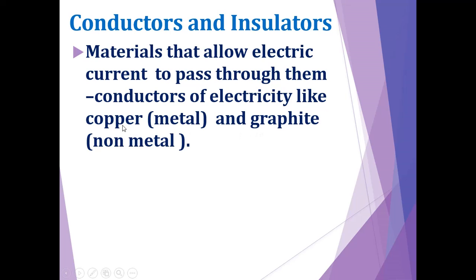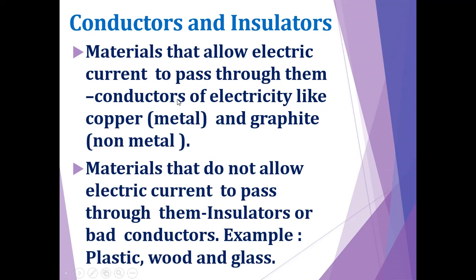Here copper is the metal, graphite is the non-metal. They can conduct electricity. Some materials that do not allow the electric current to pass through them are called insulators or bad conductors. Examples: plastic, wood and glass.